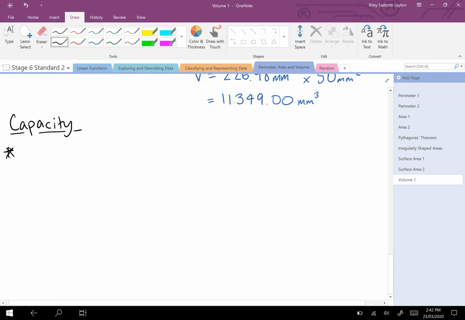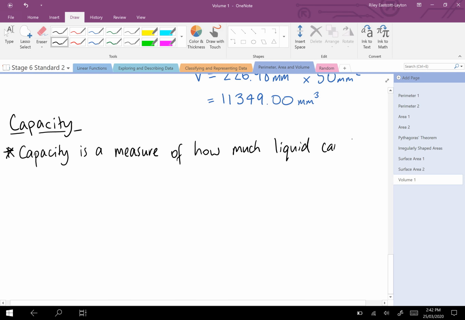So before we get too far into that, let's just write down what capacity actually is. Capacity is a measure of how much liquid can be held by an object, and it's measured in mils, litres, kilolitres, etc.